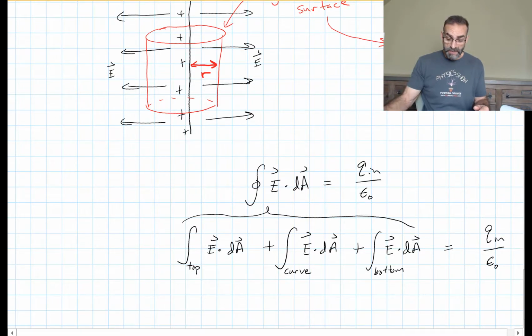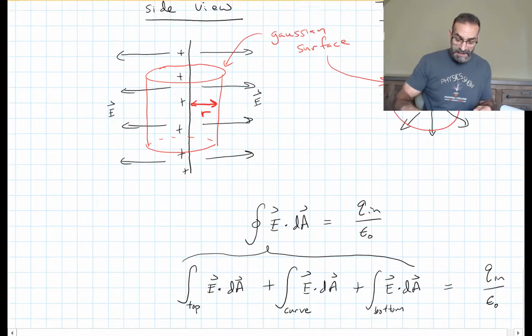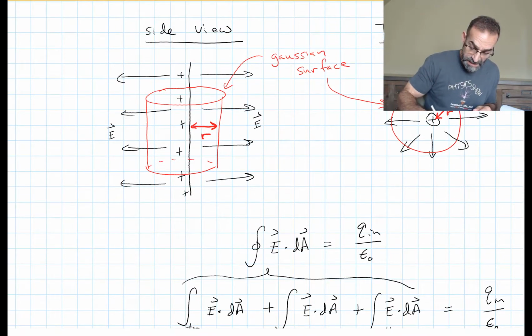Let's take a look at each one of these. The top, we're looking at the electric flux through the surface that makes up the top of my Gaussian cylinder, through this surface up here.